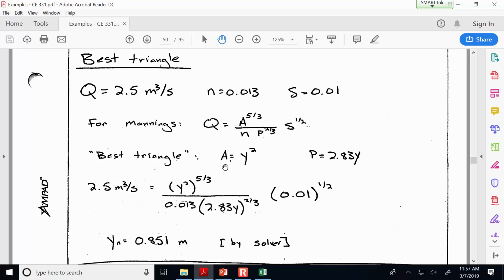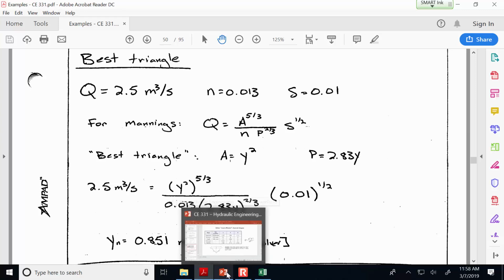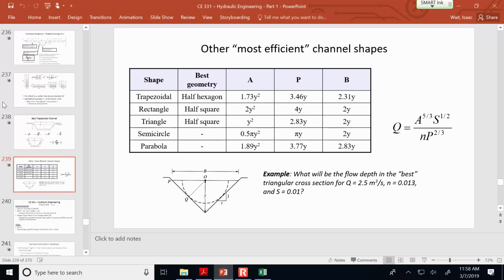All right, so the best triangle, again, is one where the area is y squared and the wetted perimeter is 2.83 times y. So in Manning's equation, we just substitute in both of these formulas for A and P. Everything else is fixed: the n value is known, the slope is known, Q is known. When you use the solver, you'll find that the depth in this case would be 0.851 meters. So that is how we maximize hydraulic efficiency, at least for open channel.